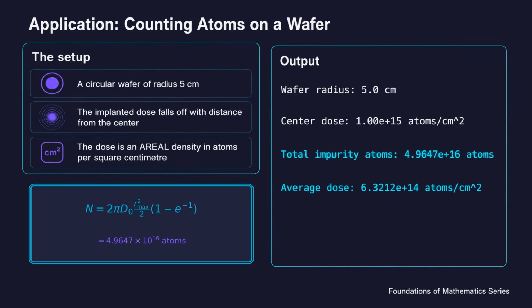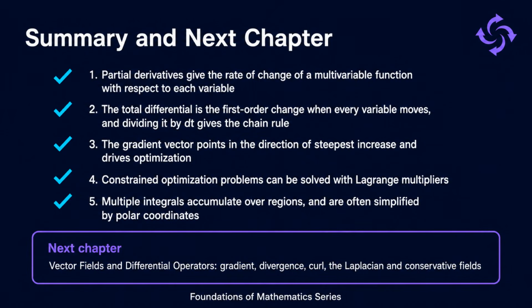Doing the integral in polar coordinates, remembering the factor r, gives a total of 4.9647 times 10 to the 16 atoms, and dividing by the wafer area gives an average dose of 6.3212 times 10 to the 14 atoms per square centimeter. A closed form confirms both numbers. Let us pull the chapter together.